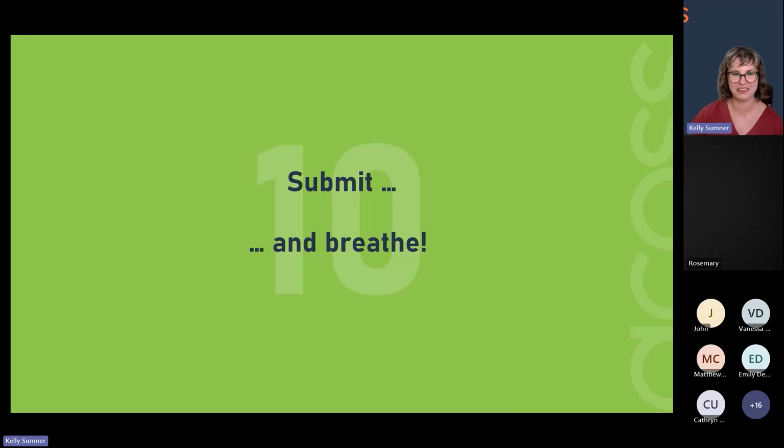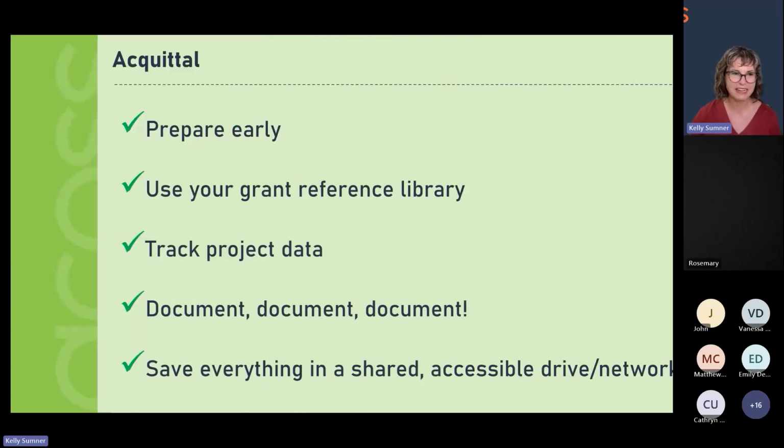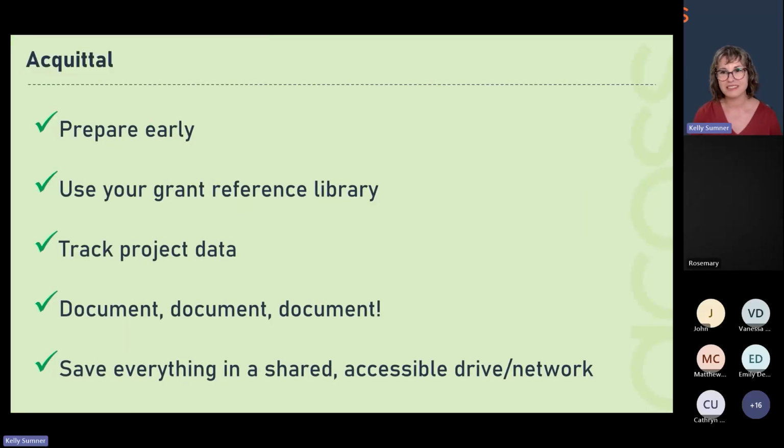You will have to submit your application and take a bit of a break. But the work isn't over. If you get your funding application, you need to then prepare to acquit it. And acquittal just means expending the grant funds in the way that you plan to in your application. So we've talked about all of the strategies for almost all of these things in the planning process anyway.